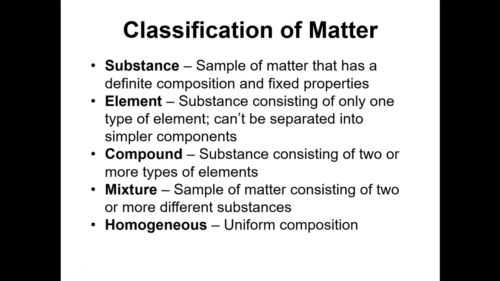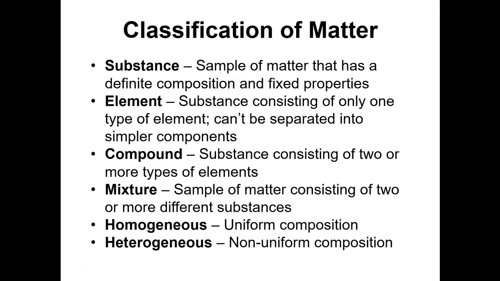A cookie is a mixture of chocolate and milk and flour and butter and eggs and things like that. Within mixtures, a homogeneous mixture is a mixture that has a uniform composition. So again, the sweet tea is a mixture that is uniform. No matter where I sample it in the glass, it's going to have the same composition as somewhere else in the glass. A heterogeneous mixture has a non-uniform composition. The cookie, the salad dressing, if I sample these in different places, I will get different compositions.